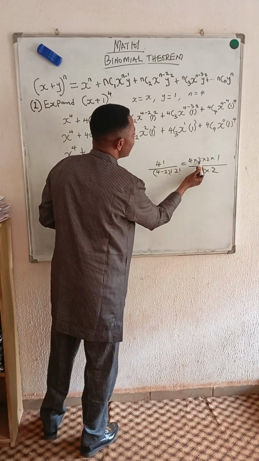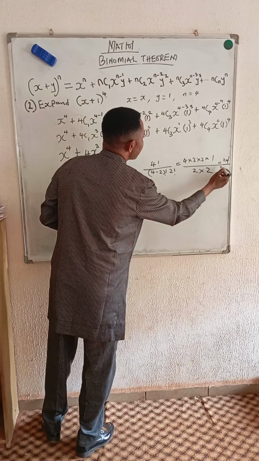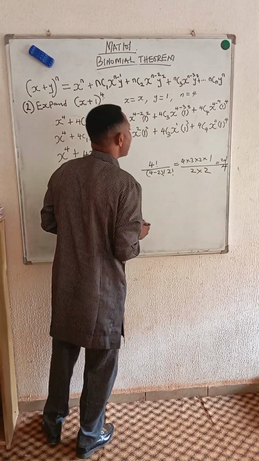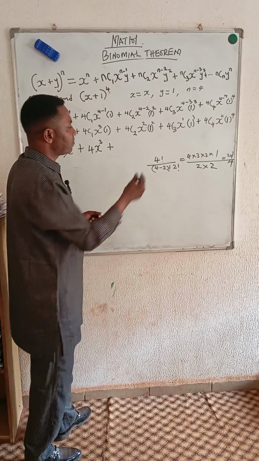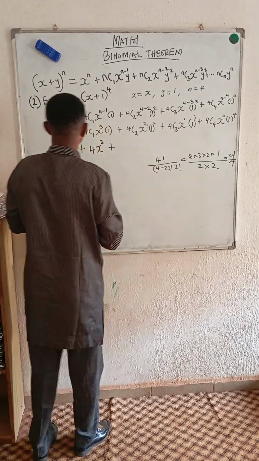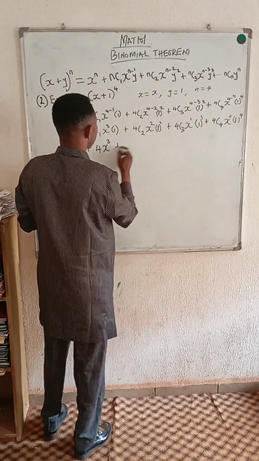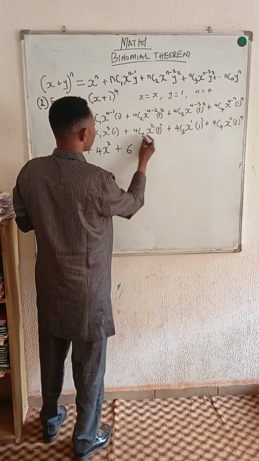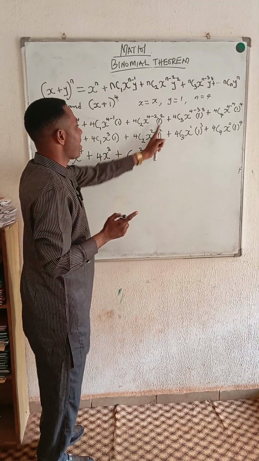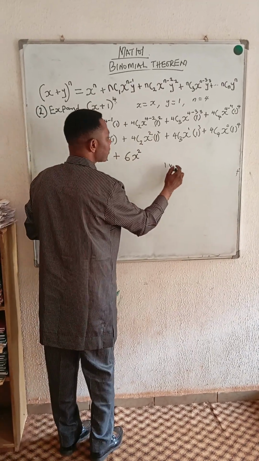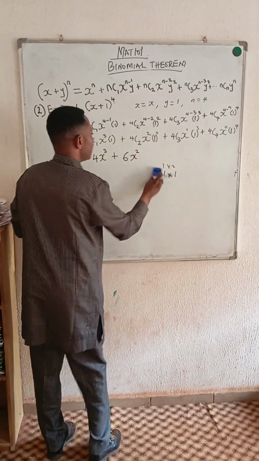Then 4 times 3 is 12, 12 times 2 is 24, 24 times 1 is 24. So 24 all over 2 times 2. 2 times 2 is 4. Now 24 divided by 4, we should have 6. So here we have 6x squared, all right, because 1 squared is 1. 1 squared, remember, is not 1 times 2, it's 1 times 1, 1 in 2 places.